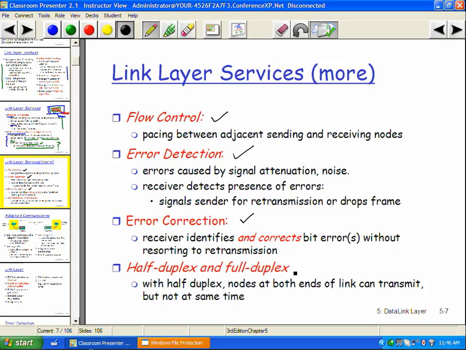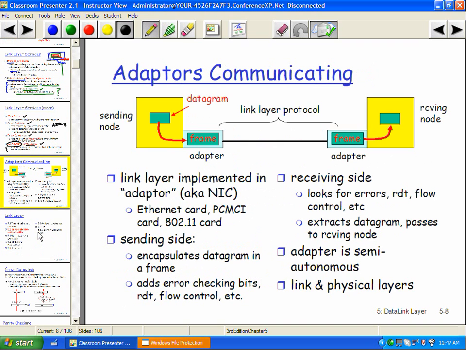And you can have half duplex and full duplex within link layer. It's basically really terminology. With half duplex, nodes at both ends can transmit, but not at the same time. So half duplex means that if A and B are there, either A is talking to B or B is talking to A, not both of them at the same time. And full duplex simply means that both of them can be simultaneously having a two-way conversation. Okay, so we'll come to all of those as we go along.